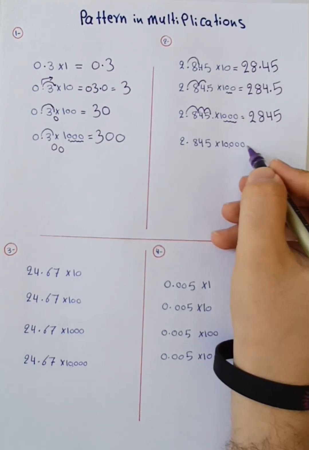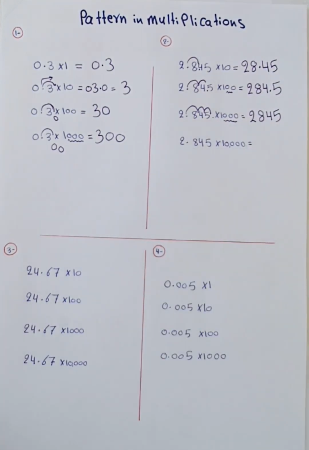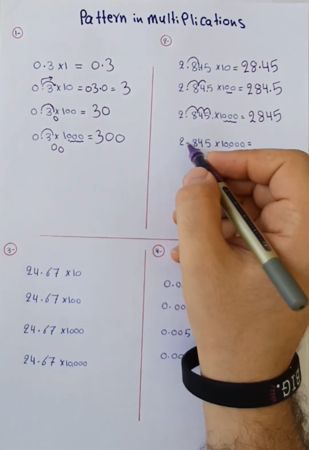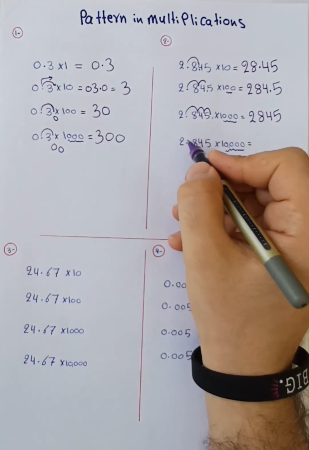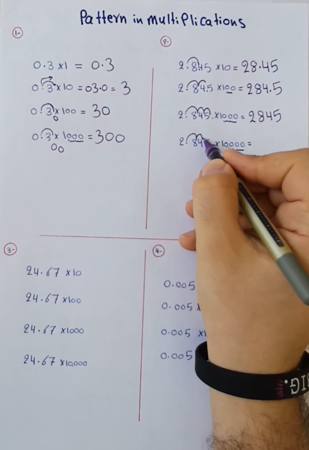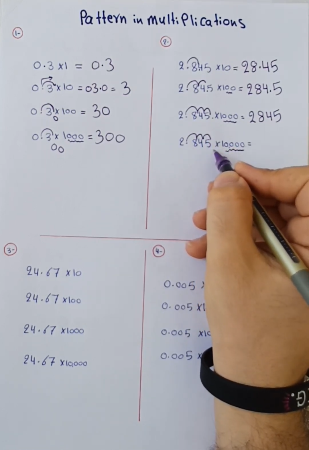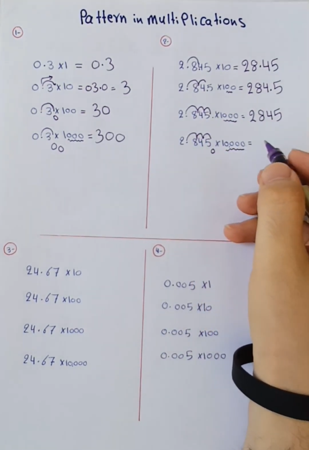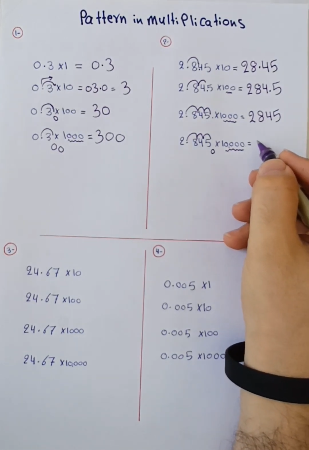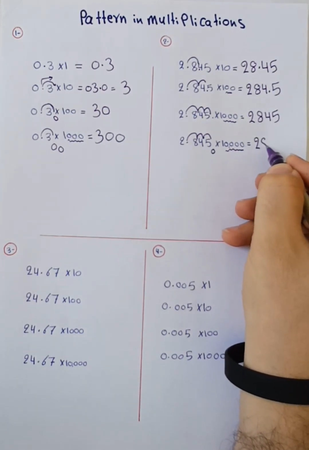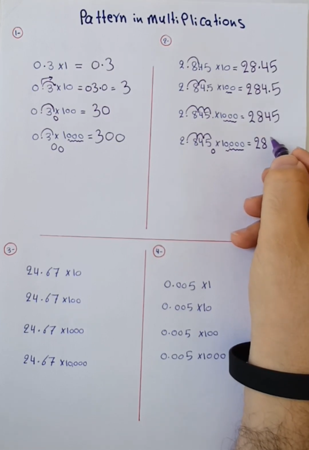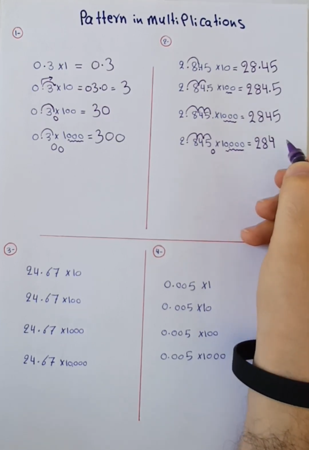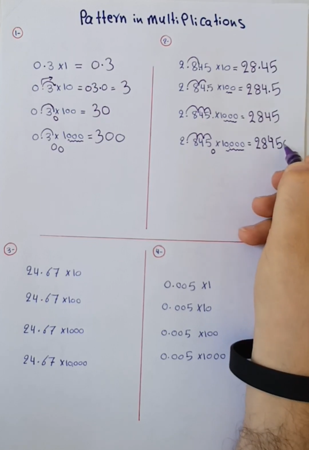2845. After that, when we multiply by 10,000, this decimal point moves 4 steps to the right side because we have 4 zeros. 1, 2, 3. We have to add 1 zero. So the product is 28,450.